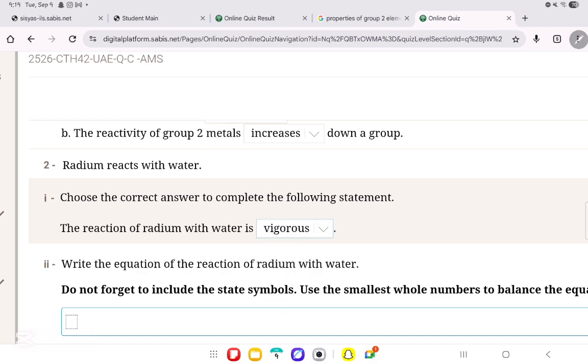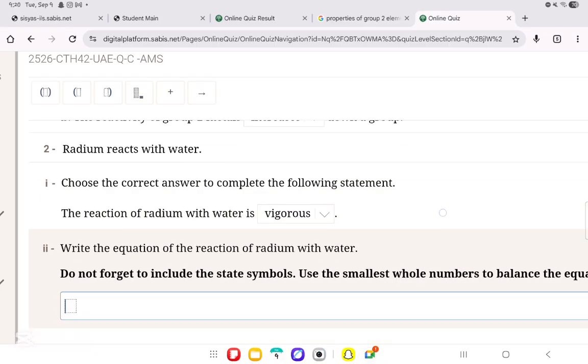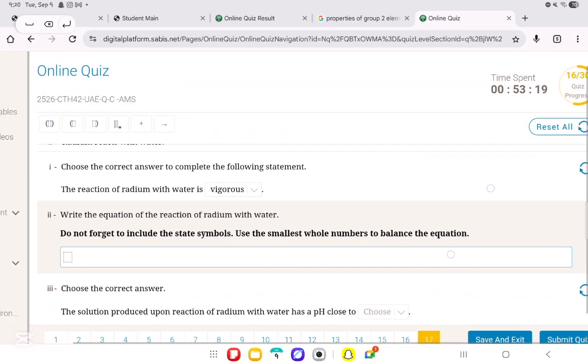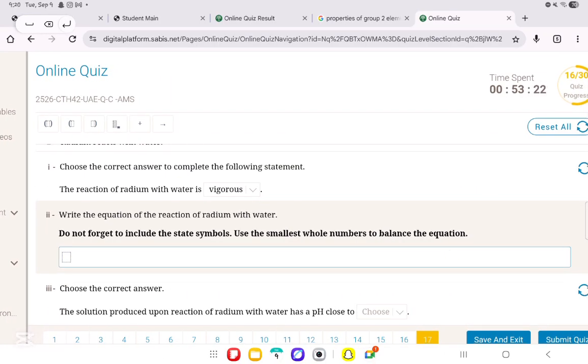So again, what did we say? We said as we go down the group, reactivity increases. So for sure, reaction of radium with water is vigorous. Now, what do they need from us here? Do not forget to include state symbols for the reaction of radium with water. Remember, we said that the only 2 metals that will react with steam, which is water as a gas, are beryllium and magnesium. So since we're dealing with radium, that means it's going to be what?